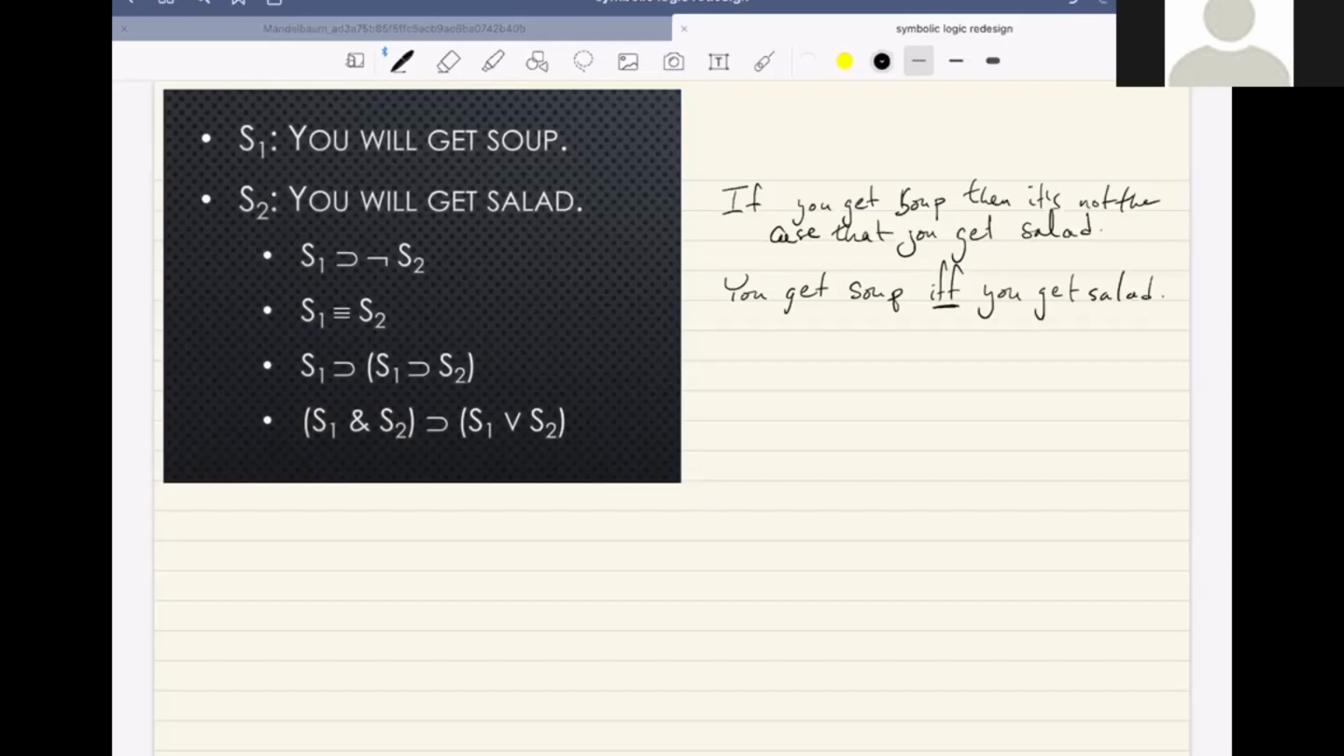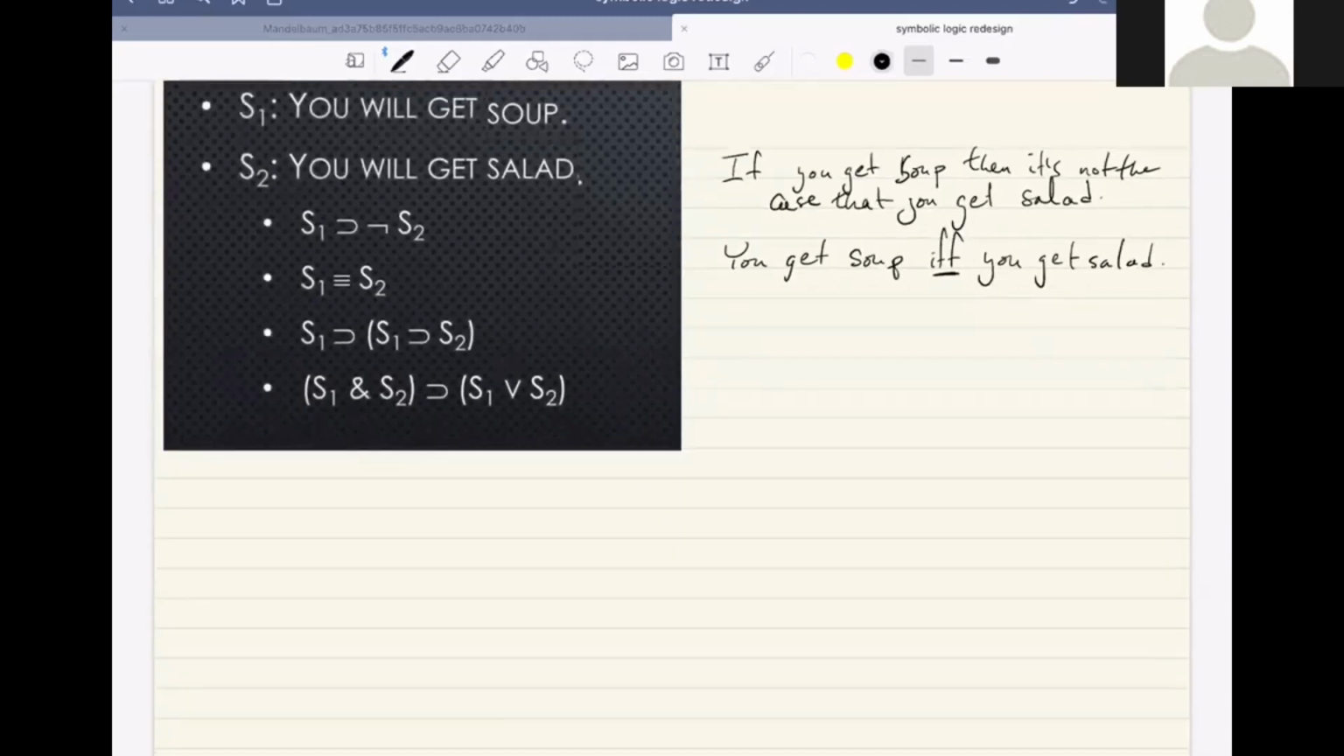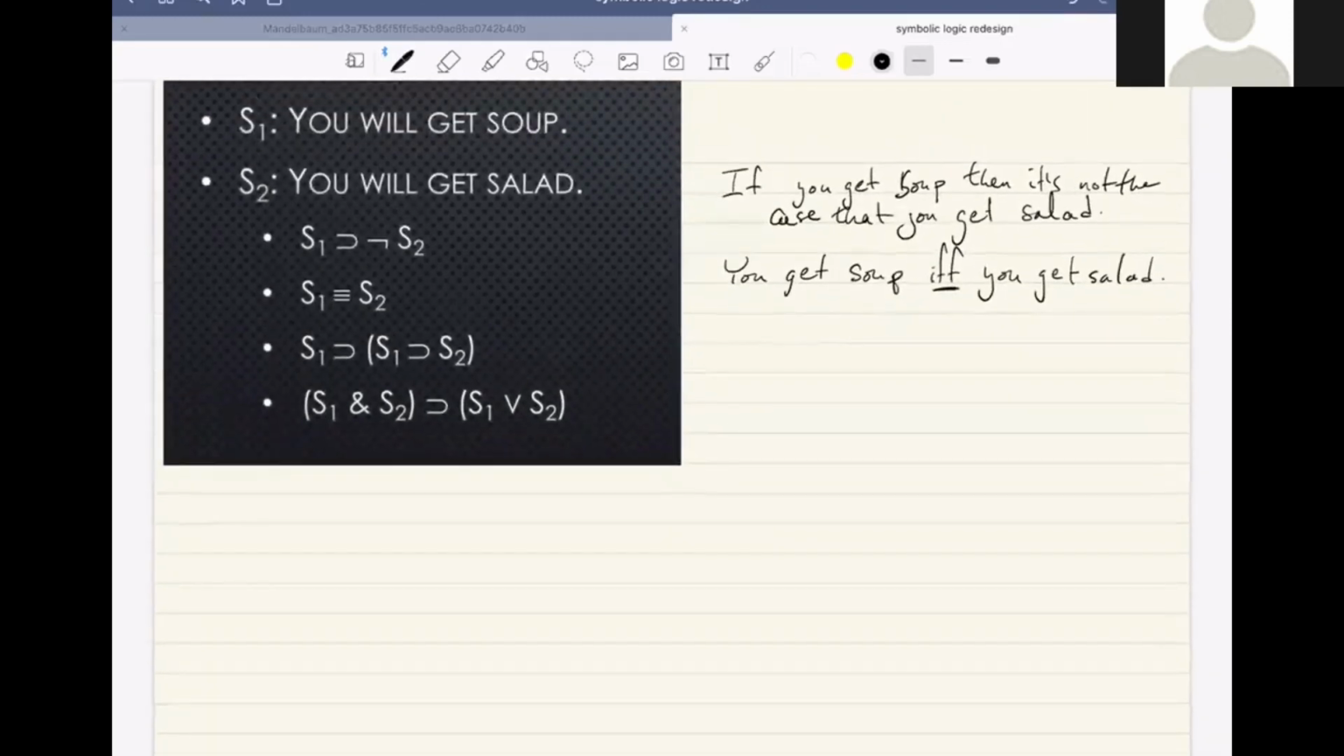Our third sentence, remember, we're going to translate inside of the parentheses first. So we're going to get, if you get soup, then you get salad. So what does the whole sentence say then? It says, if you get soup, then if you get soup, you get salad.